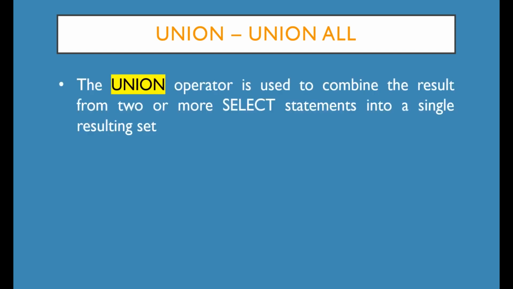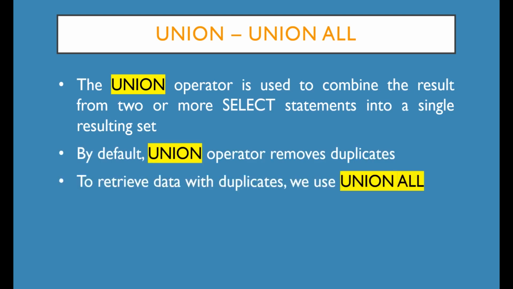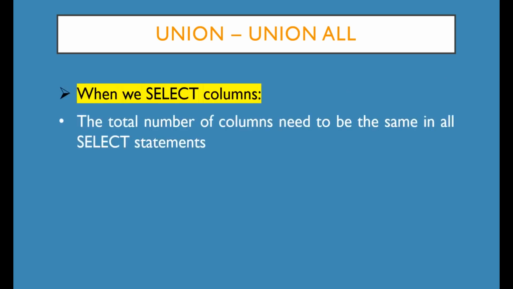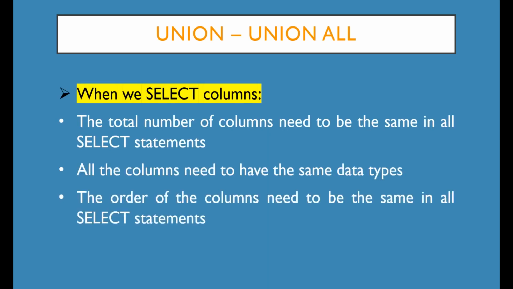In this tutorial, I'm going to talk about UNION and UNION ALL. So the UNION operator is used to combine the result from 2 or more SELECT statements into a single resulting set. By default, the UNION operator removes duplicates. So if we want to retrieve data with duplicates, we use UNION ALL. And also, the column names for a UNION result set are taken from the column names of the first SELECT statement. When we select the columns, the total number of columns needs to be the same in all SELECT statements. All the columns need to have the same data types, and the order of the columns needs to be the same in all SELECT statements.